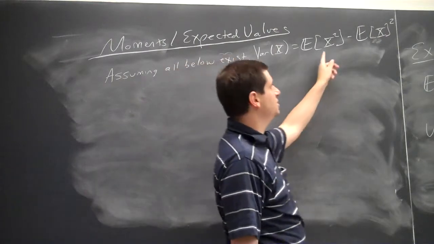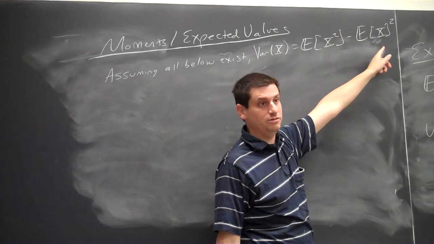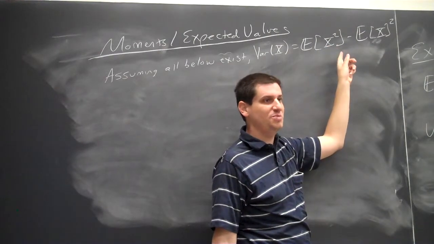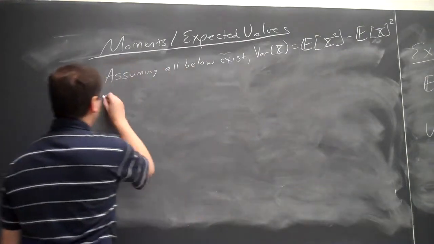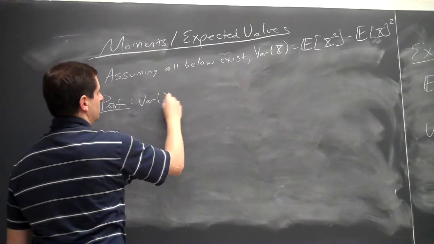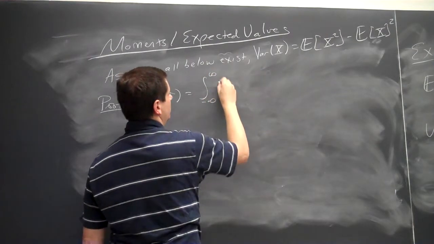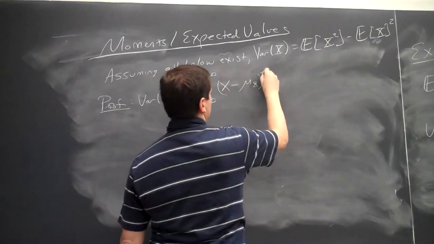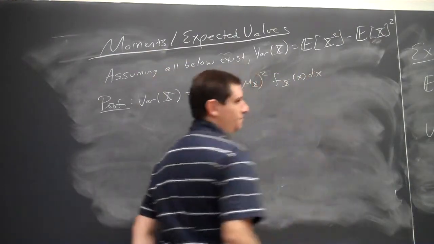Well, this makes sense. For instance, if x takes on negative values, the expected value of x could cancel out and be 0. And yet I would not expect the expected value of x squared to be 0, because I'm now forcing myself to have something non-negative. So the proof is: the variance of x is the integral from minus infinity to infinity of x minus mu_X squared f_X of x dx.